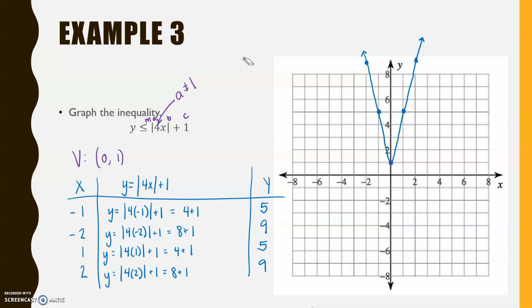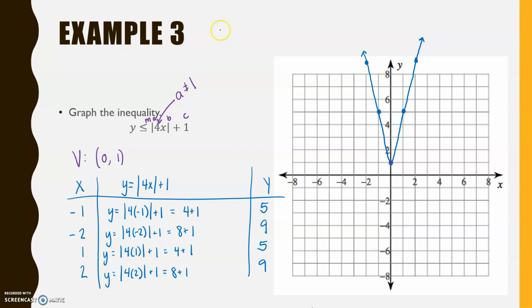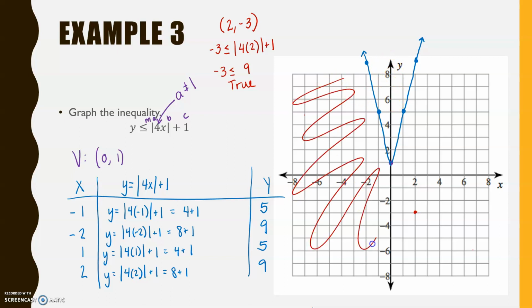So I'm going to pick a point. Just to show you that it doesn't have to be 0, 0, I'm going to pick the point 2, -3, just for fun. I realize I might have a different definition of fun than you, though. So I'm going to pick the point 2, -3, and see if this works. -3 less than or equal to absolute value of 4 times 2 plus 1. This would give me 9. Is -3 less than or equal to 9? Yes. That means that 2, -3 is a solution, so instead of shading inside, I'm shading all this area outside.